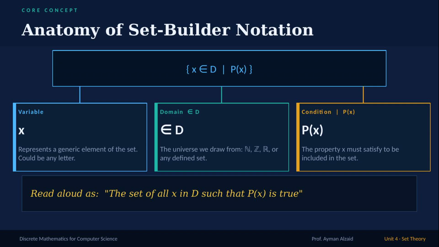Third, the condition, written after the vertical bar. This is the property x must satisfy to be included in the set. The full expression reads, the set of all x in D such that p of x is true. Memorize this structure. The set of x in D such that p of x. It will appear in every set theory topic in this course.